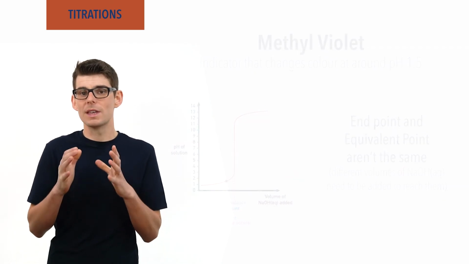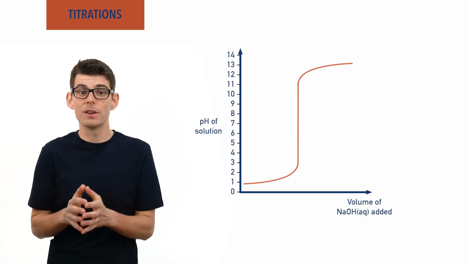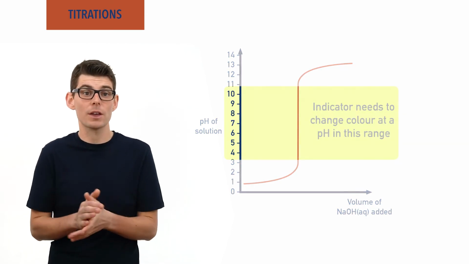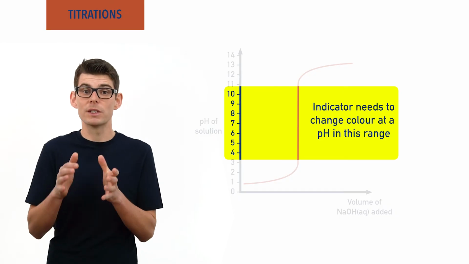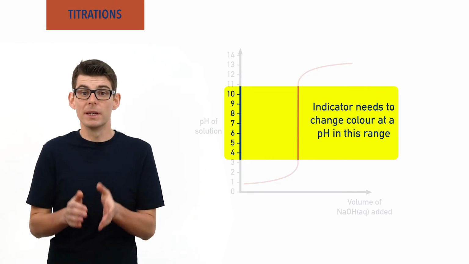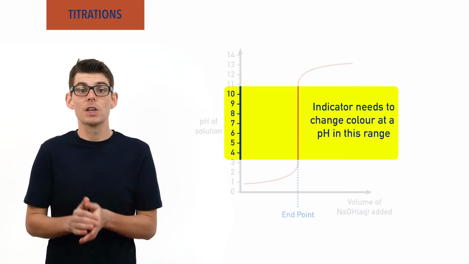We want to choose an indicator that will change colour somewhere in that vertical section in a pH curve, because we know that the equivalence point is also in this region, meaning a colour change, the endpoint, can be used to represent the equivalence point.